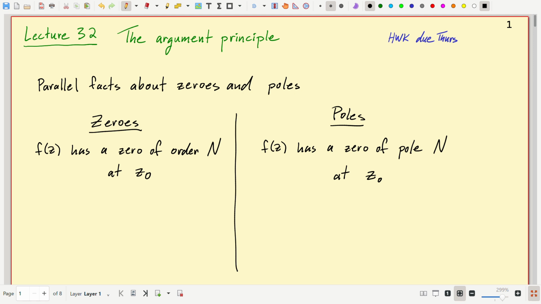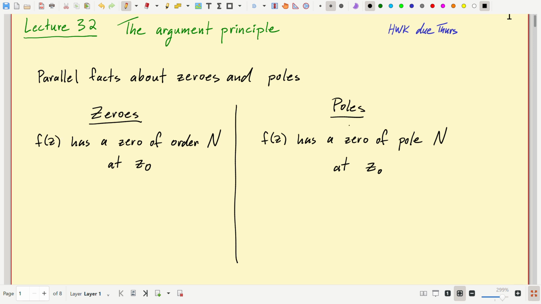Okay, so if f has a 0 of order n at z0, then we know we've played around with the power series. If it has a 0 of order n, then the power series starts with an a_n term. And we know then that we can factor out the z minus z0 to the nth power. And what's left is a power series that converges for exactly the same z as the original power series does. So this power series has the same radius of convergence as the original one for f.